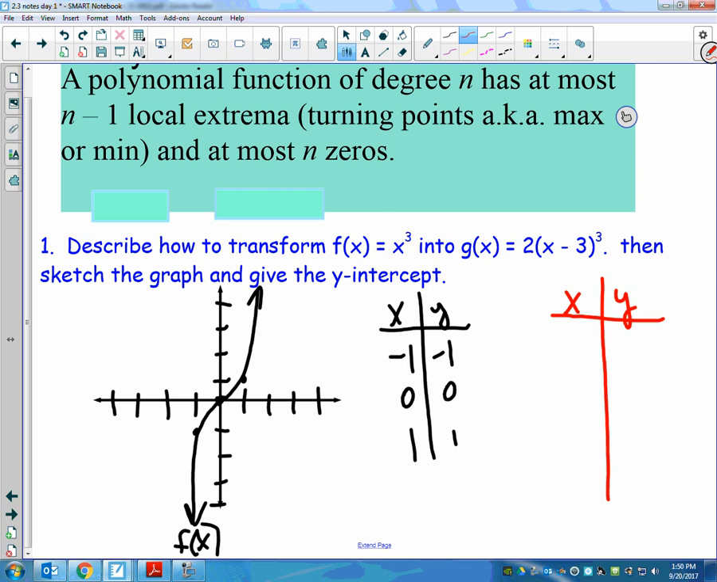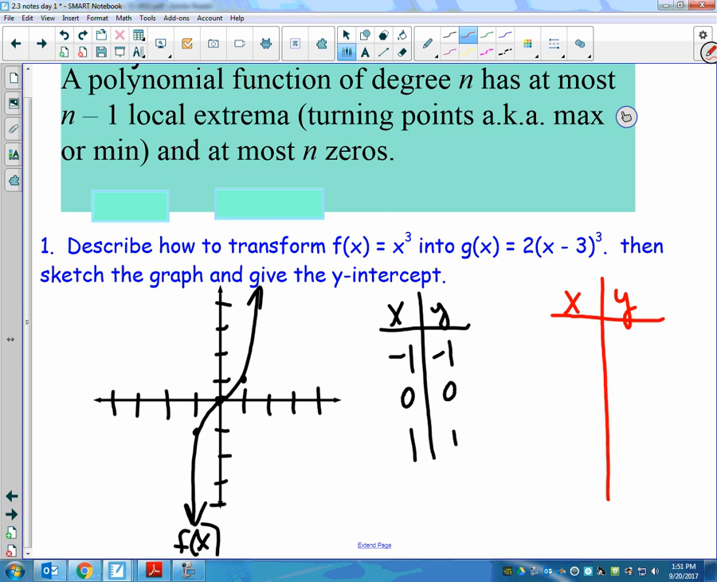So we can make an XY chart for this. We can also just use the transformations. That's what I hope you do. If I say x minus 3 inside the function, what's going to happen to my graph? It's going to go right 3, right? Inside the function is left and right. So it's going to move right 3, and what's the 2 outside going to do? It's going to stretch it. So that means it's going to look thinner than the other one.